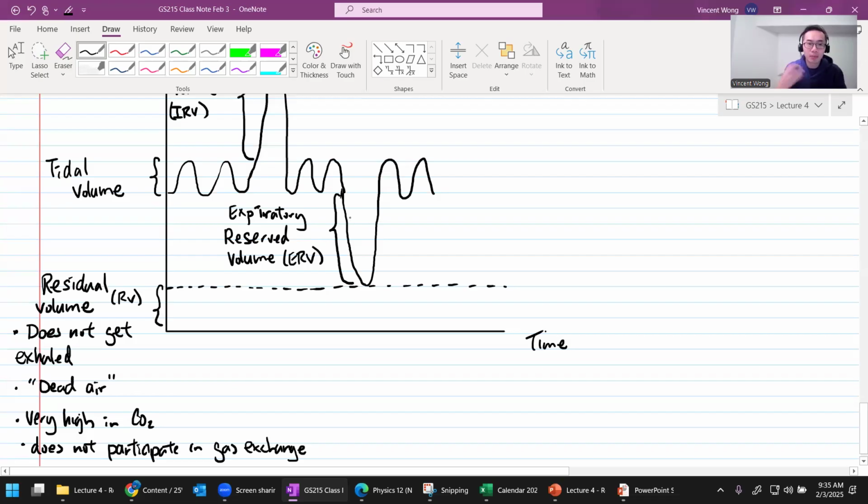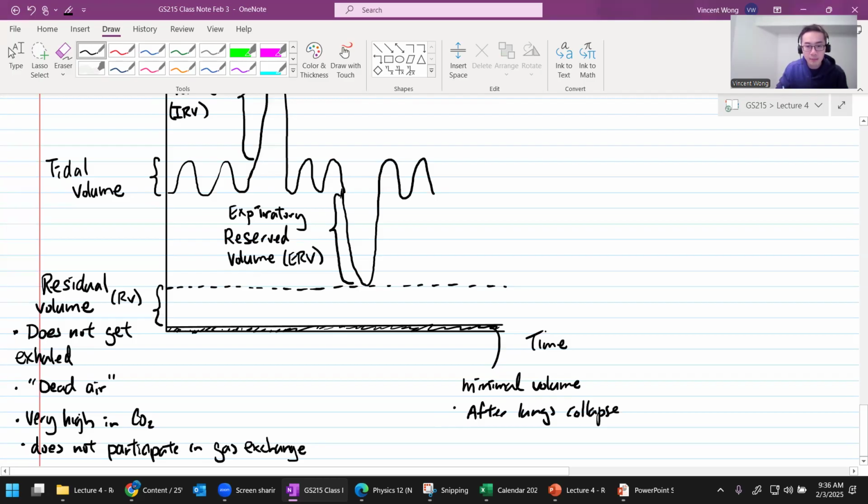Normally, the only time the residual volume might come out is if you pop your lungs. So if there's some kind of puncture wound, or a stab wound, then the lung would deflate. And even so, after the lung deflates and some of the residual volume comes out, there will still be some volume left in the lungs. This would be called minimal volume, and this is after the lungs collapse. It's part of the residual volume. So even if you pop your lungs, not all of the residual volume will come out. Most will, and then you are left with a collapsed lung.